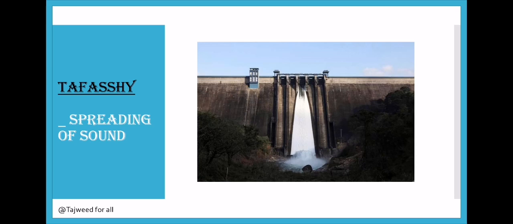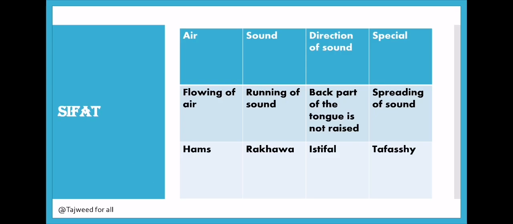I want you to imagine this as a dam. What is happening in the dam? The water is held there, right? And what happens if a small shutter is opened exactly in the middle? The water has to forcefully come out through that. Similarly, what happens in the letter sheen is that the two sides of the tongue are still above.